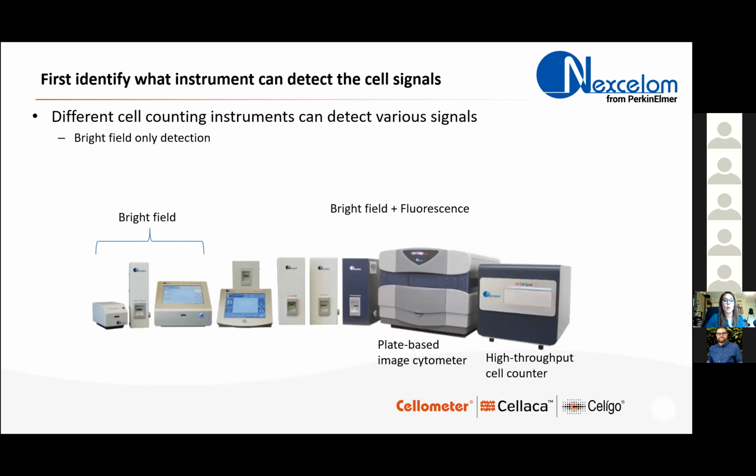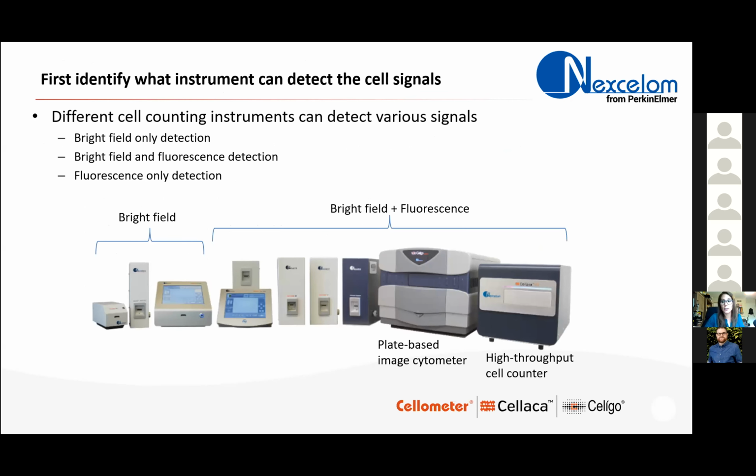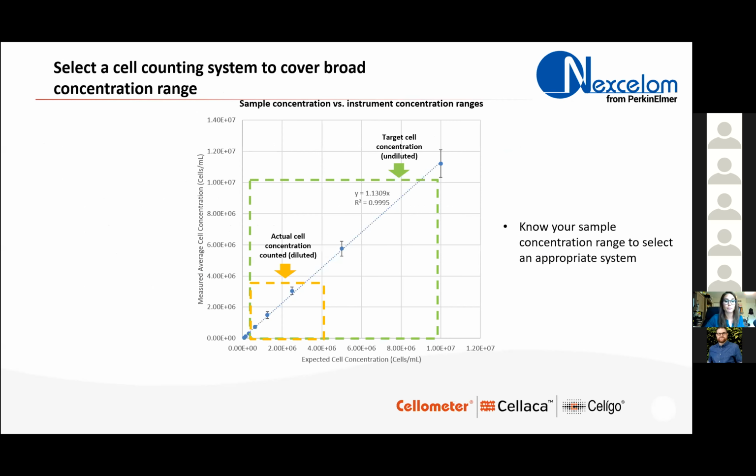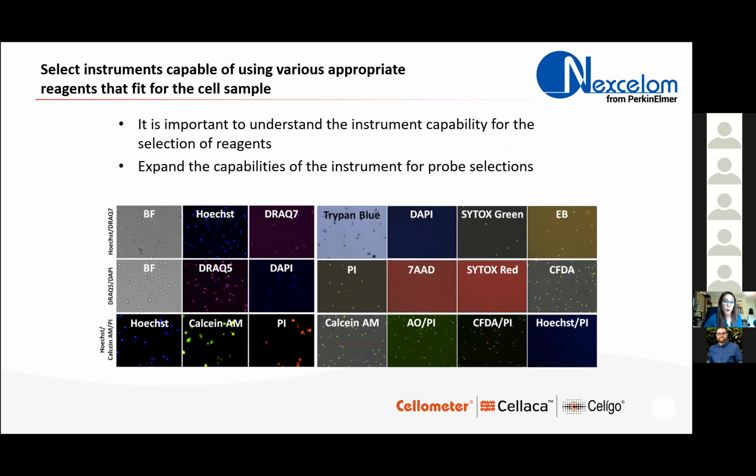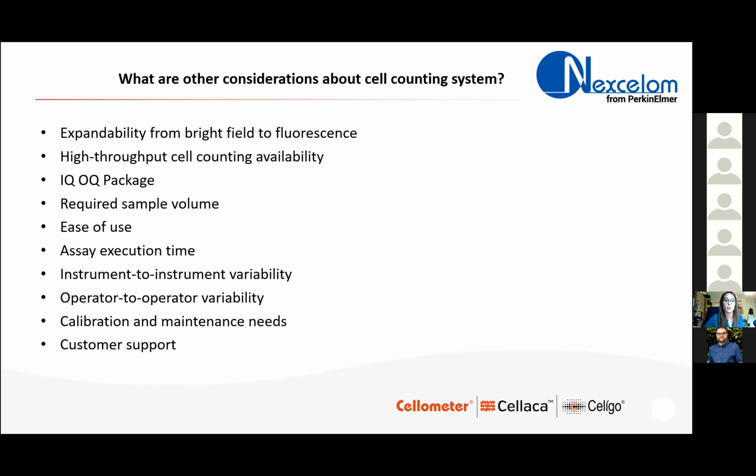Even in the Nexcelom portfolio, we have instruments that are only suitable for certain cell types, say they're bright field only, but when you move into more complex samples, then you have more complex instrumentation. You want to select a cell counting method that's going to cover a broad dynamic range because, of course, the more times you dilute or manipulate a sample, that's going to induce additional sources of error there. And then, if you have additional parameters, you want to consider these additional reagents and probes that you may also want to include.